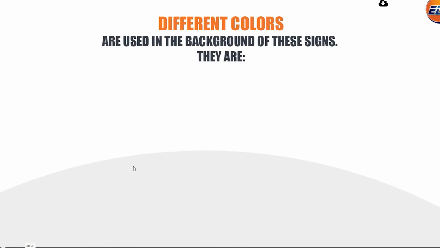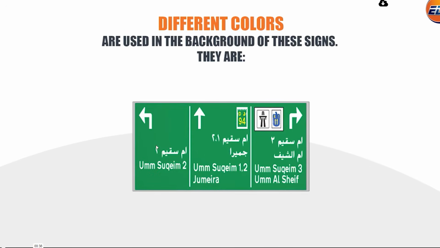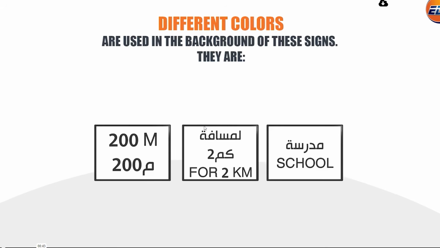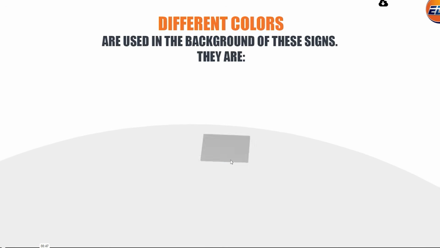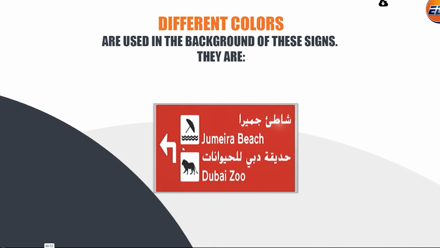Different colors are used in the background of these signs. Blue is used on national routes and includes the Emirates route emblem. Green is used on major routes inside city limits. White shows local points, roads, or destinations. Brown provides additional information, including symbols, to describe the destination.